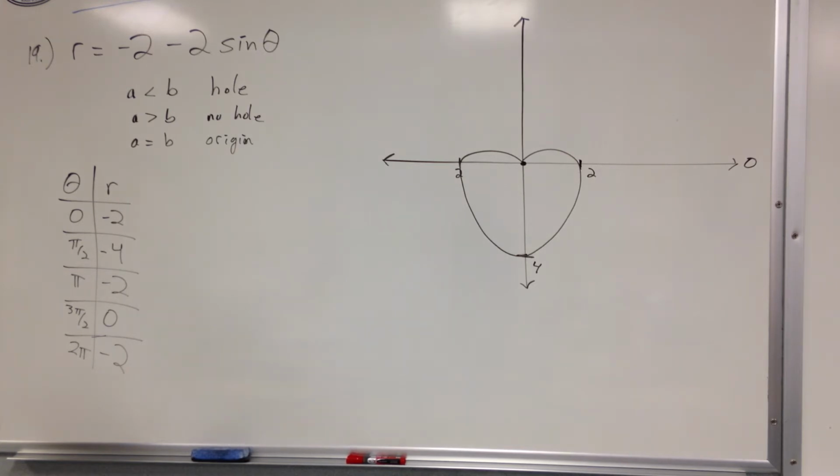I think these were all the graphs. Was 21 a question about a spiral? And did I assign 21? They gave you the graph and you had to figure out. No, it was r equals sine theta. Oh, let's do that. That's a rose.